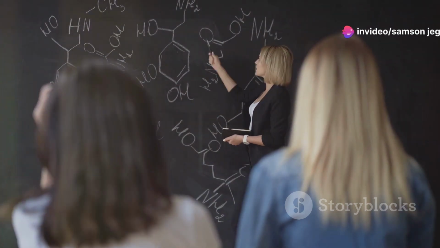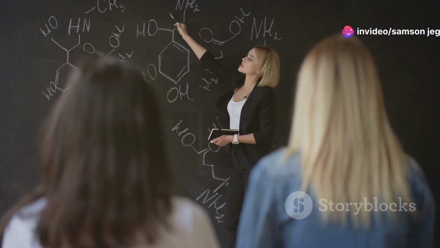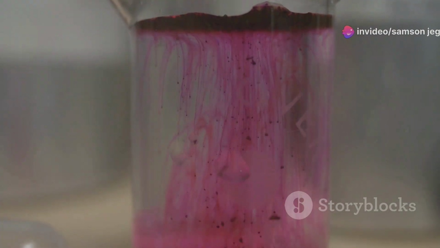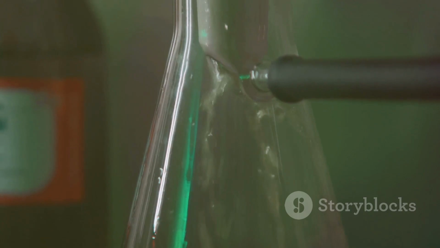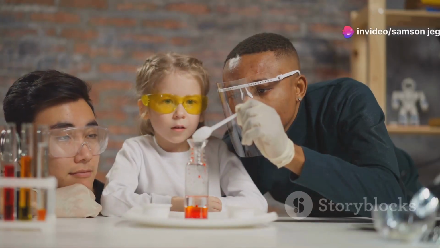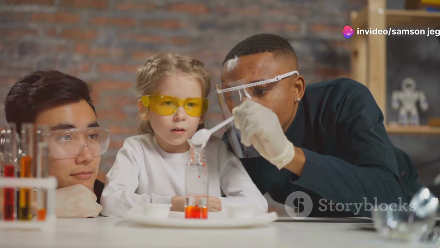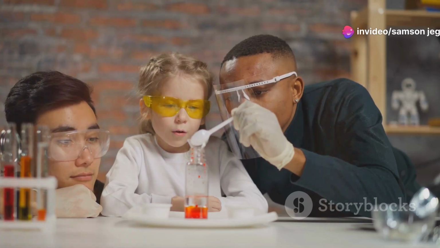Let's start with acids. They are more common than you might think. Acids are substances that release hydrogen ions, H+, when dissolved in water. This release of hydrogen ions is what gives acids their unique properties. They can make solutions turn blue litmus paper red, which is a classic test to identify an acidic solution.